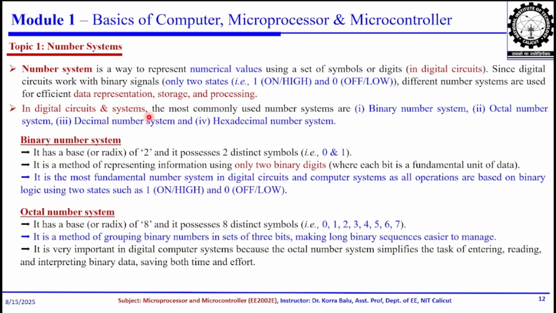In digital circuits and systems, the most commonly used number systems are the binary number system, octal number system, decimal number system, and hexadecimal number system. Now we will discuss one by one. First, start with the binary number system.